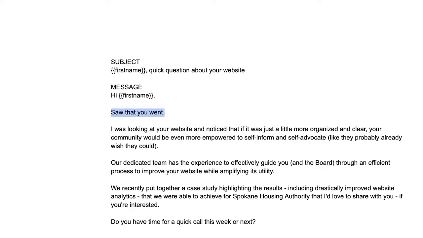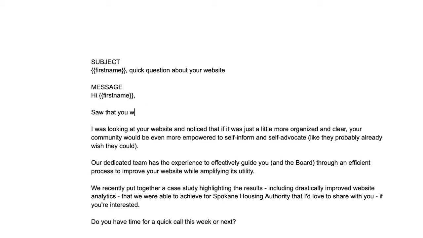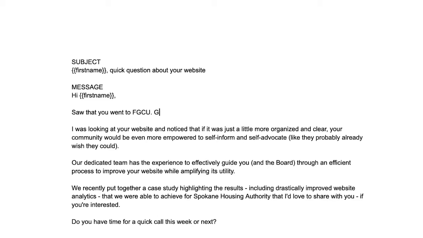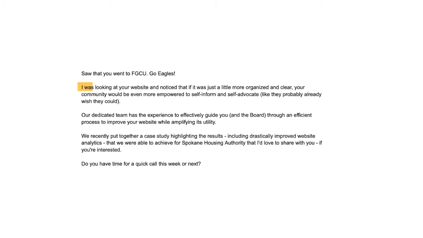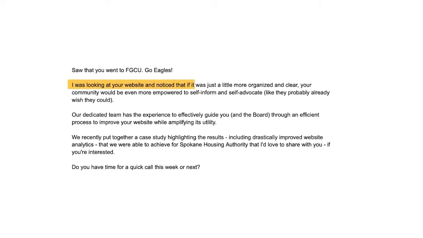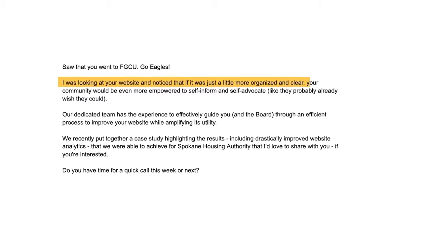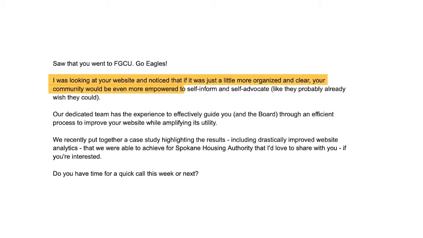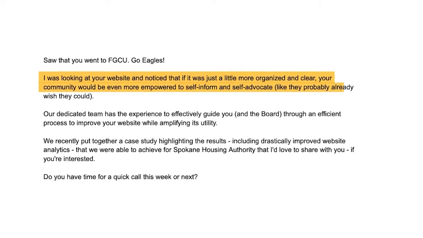This would be something like, hey, Alex, saw that you went to FGCU. Go Eagles. I was looking at your website and noticed that if it was just a little more organized and clear, your community would be even more empowered to self-inform and self-advocate like they probably already wish they could.